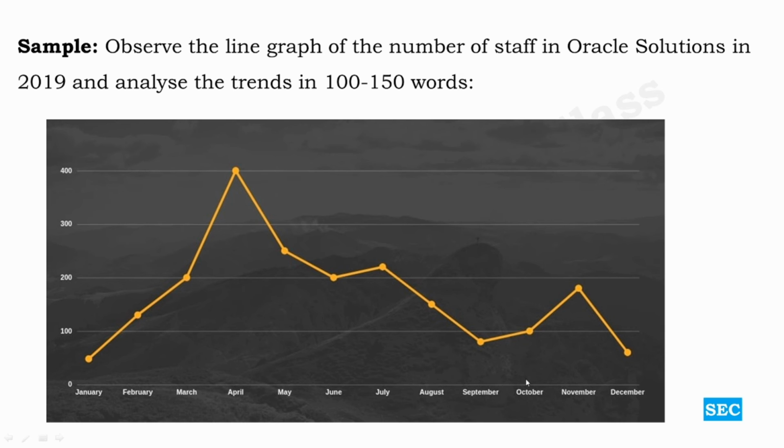See, in the month of October, what happened? September to October, there is a slight growth, maybe 80 to 100. And in October, what happened? 100 to almost 180 approximately, just below 200, right? So 100 to 180.